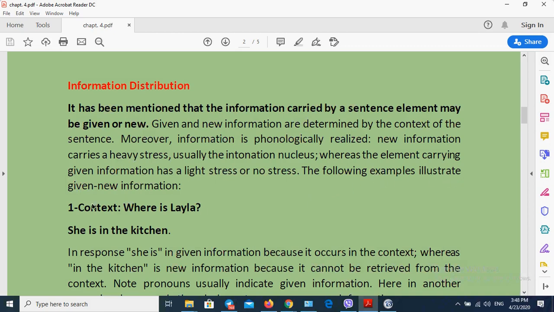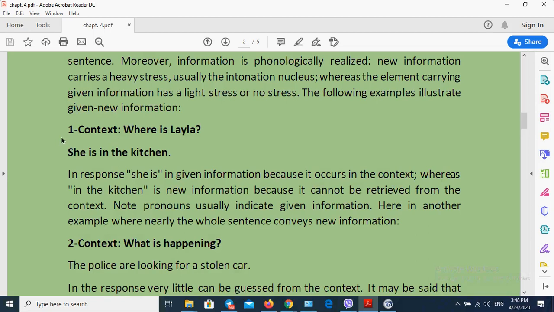The following example illustrates given and new information. Context: where is Layla? She is in the kitchen. In the response, "she is" is given information because it occurs in the context, whereas "in the kitchen" is new information because it cannot be retrieved from the context.